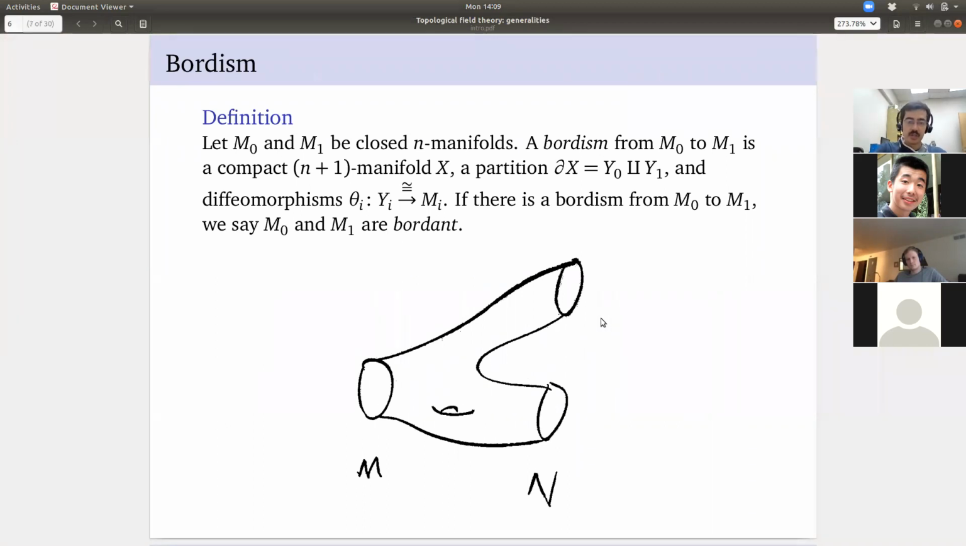Bordism is this notion that captures when two manifolds are together the boundary of some manifold in one dimension higher. You can see in this diagram, there is M, which is a circle, and N, which is two circles. Together they bound this compact surface, Sigma. So the precise definition says that a Bordism from M0 to M1 must be compact, because otherwise this theory gets a lot weirder.